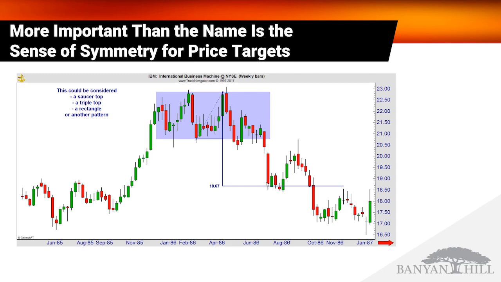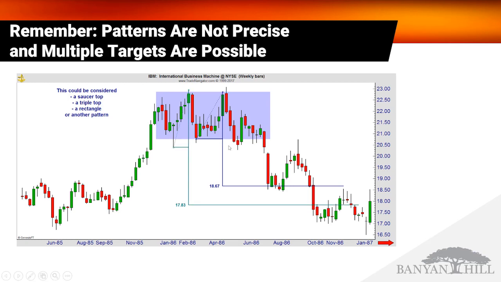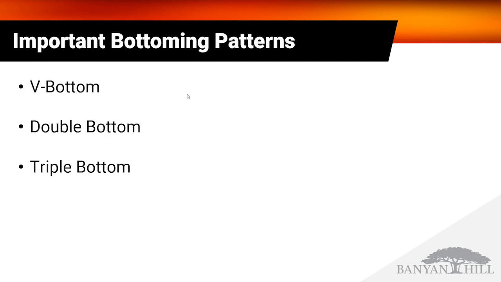And it's that sense of symmetry that is more important than the name of the pattern. In all cases, we just want to be able to identify a region and project a target. Now, this is a conservative target. This is a more aggressive one. The target drawn on the right side uses closing prices, and then the actual highs and lows from the spikes develop a more aggressive target. It's up to you. If you're an aggressive trader, use the spikes that are outside of the consolidation to develop your target. If you're more conservative, use the closer range.